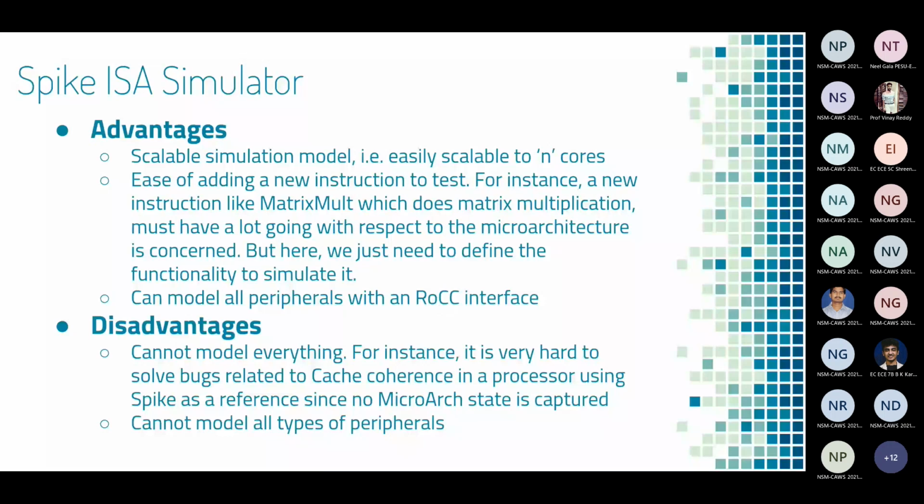But there are certain disadvantages to it also. It cannot model everything. That is, let's say you have a cache coherence related bug in your implementation or in your program. You cannot use Spike as a reference model to resolve those, because there is no microarchitectural state, right? And there is another disadvantage: it cannot model all types of peripherals. Only peripherals with an ROCC interface can be modeled. But I believe the community is working on this to add support so that any and every peripheral can be integrated with Spike.